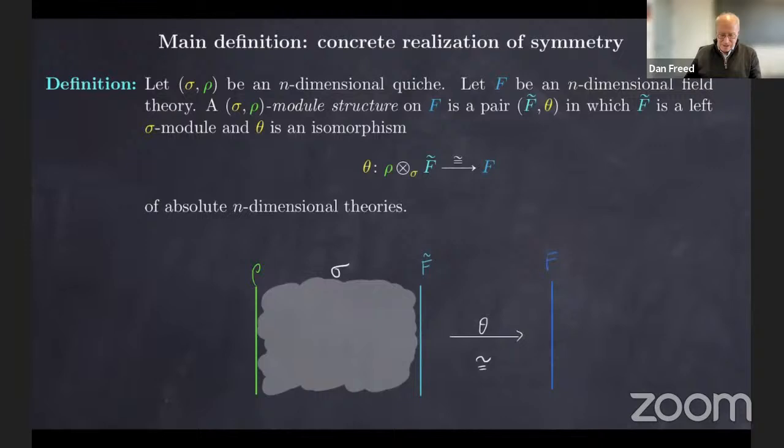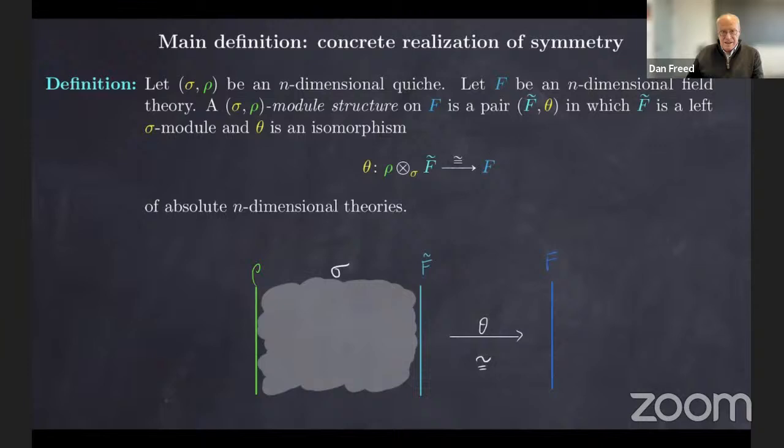And so what is the structure of that action, making F into a module? Well, it's a pair in which this F tilde here is literally a left boundary theory for sigma, or a left sigma module. And then when we make this sandwich like this, that dimensional reduction, remember, which is now an n-dimensional theory, we have to get back F. So we have to specify this isomorphism that tells us how the underlying theory is F. So again, the role of this right sigma module, that piece of structure, is to be able to recover the underlying theory F. Okay. So that's the definition. I'll give examples.